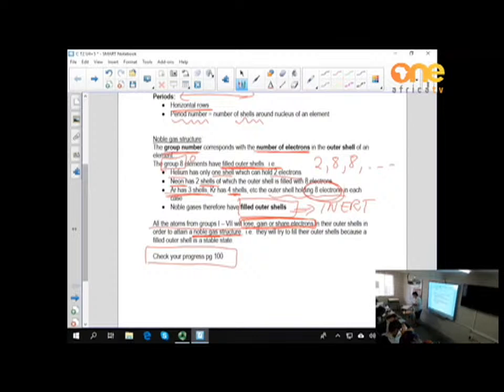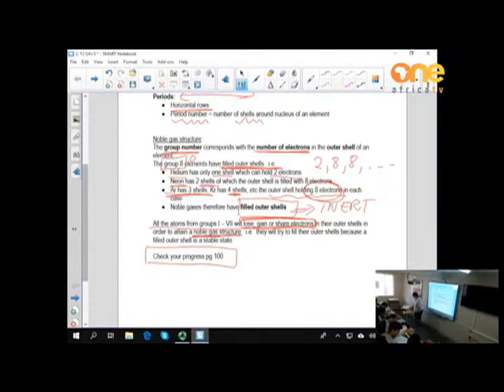Question 3. All elements in group 4 of the periodic table have the same number of protons and neutrons. Is that true? No, it's got nothing to do with protons and neutrons. B will have the same number of electrons in their outer shell. Yes, people, the group number tells me how many electrons there are in the outer shell. So C and D then would also be incorrect. They will have similar chemical properties.